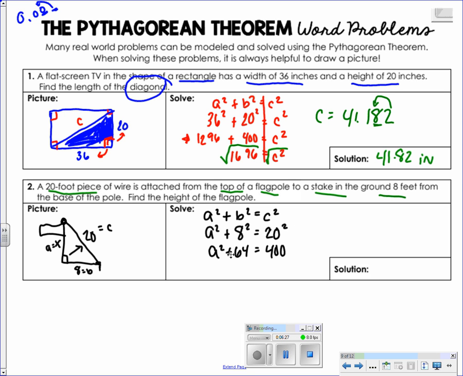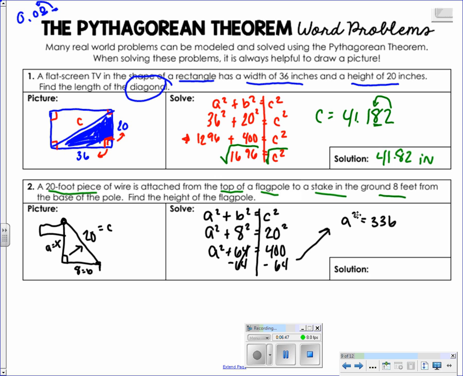So now what we're going to do is solve for A. I am going to subtract 64 first. Subtract 64, and 400 minus 64 is 336. So I'm going to move all of this up here. A squared is now equal to 336.